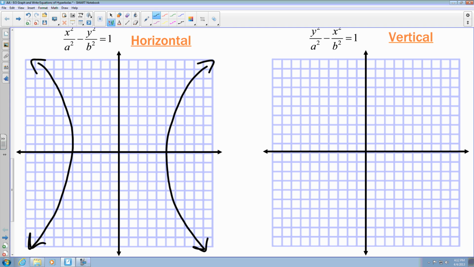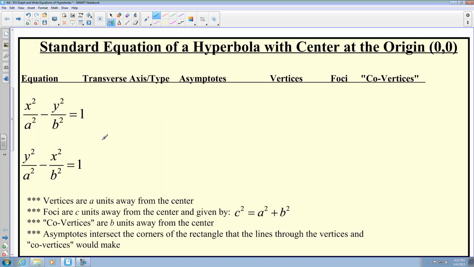First off, when it talks about the transverse axis, the transverse axis is the distance between here and here, and that's denoted by 2 times a. So the transverse axis here is horizontal.